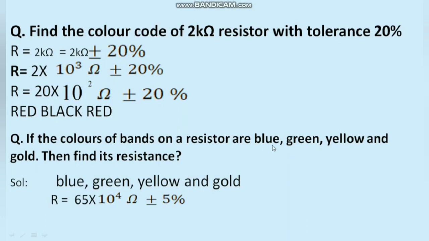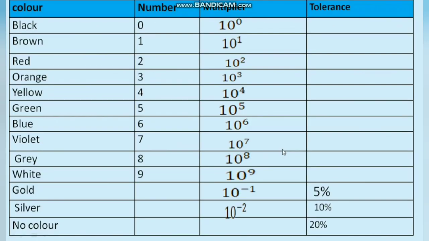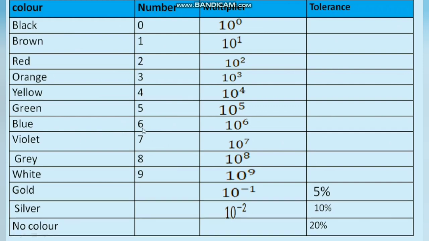The first two colors, the first two bands, indicate the two digits in the resistance, right? Blue and green. You should remember the blue and green. Let's go to the table. Blue is 6. The blue indicates the 6 and the green indicates the 5.